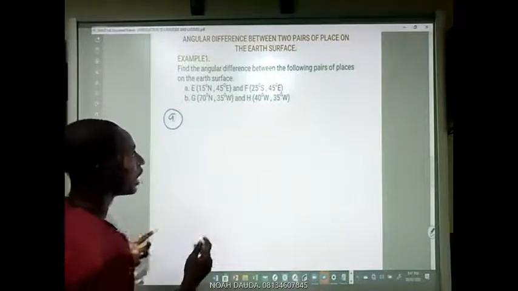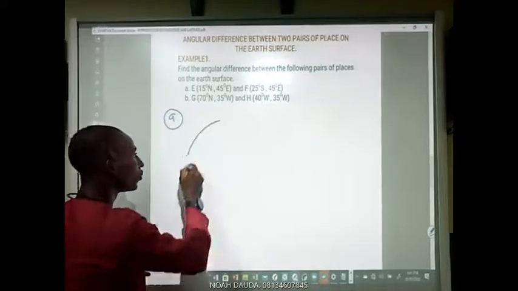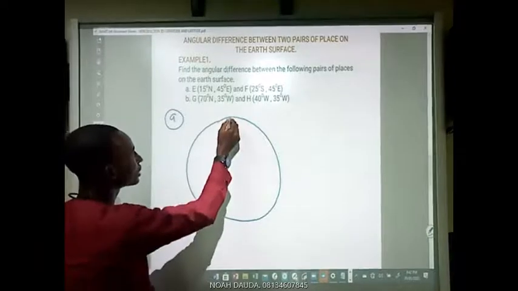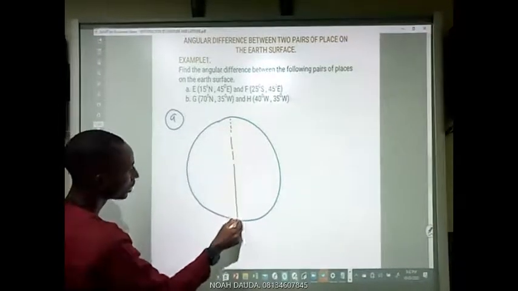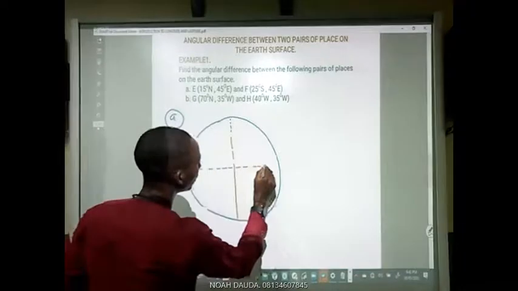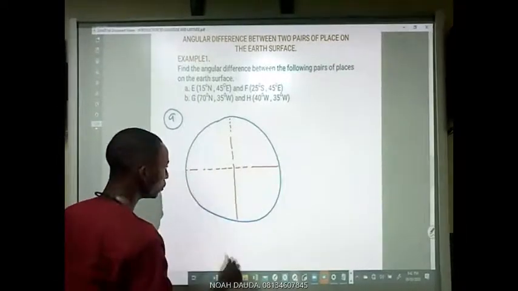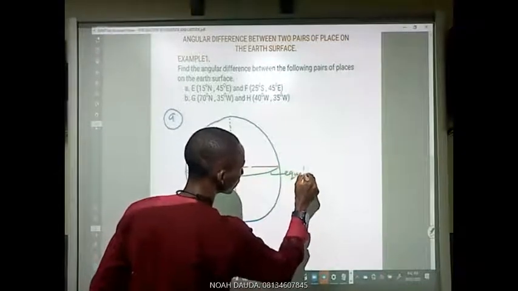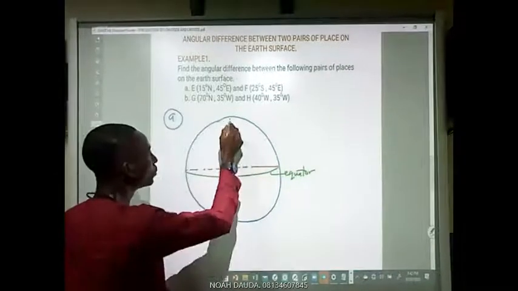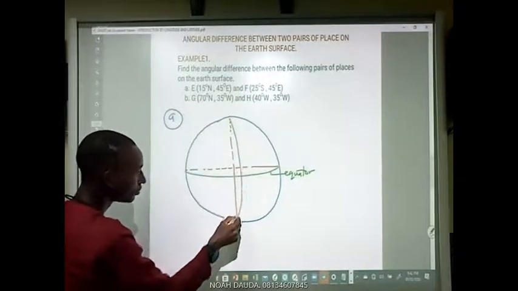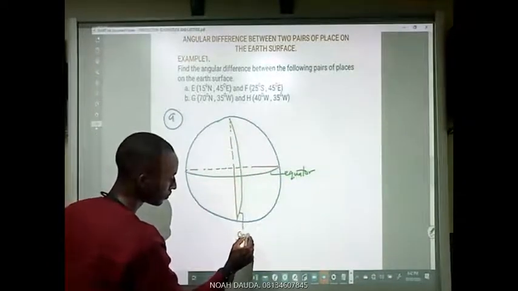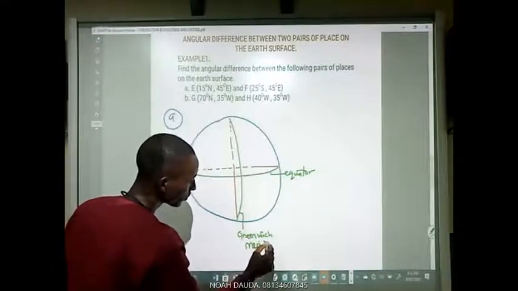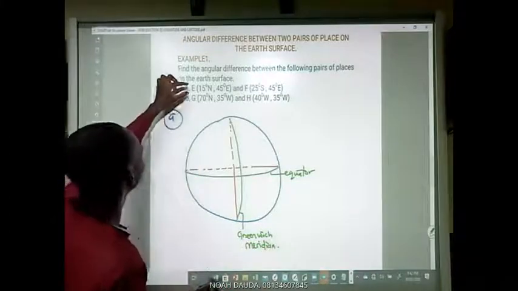To solve this question, as usual, all you need to do is to draw your circle. Having done that, it is important that you sketch out your imaginary line. Sketch out also your equator, very, very important. And sketch out also your Greenwich meridian. Now, having done that, you move straight to the question.